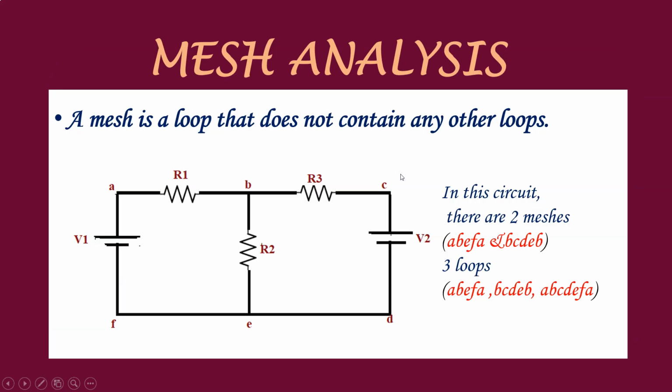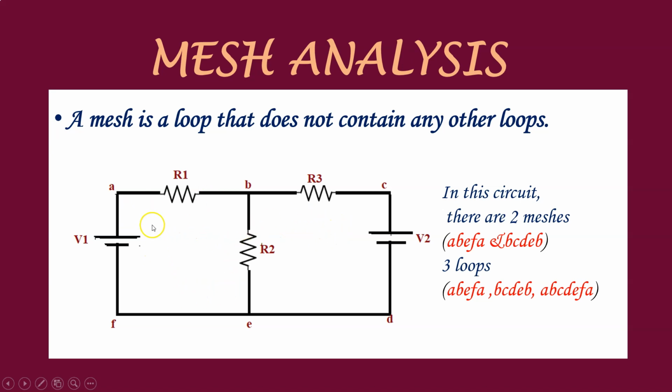Before seeing how to solve mesh analysis, first we will see what a mesh is. A mesh is a loop that does not contain any other loops. For example, in the circuit we can see that A, B, E, F, A is a mesh. B, C, D, E, B is a second mesh. So here there are two meshes, but if you see the number of loops, there are three.